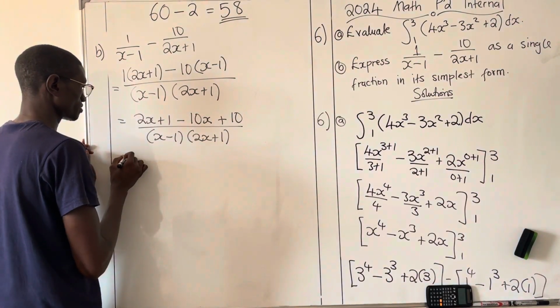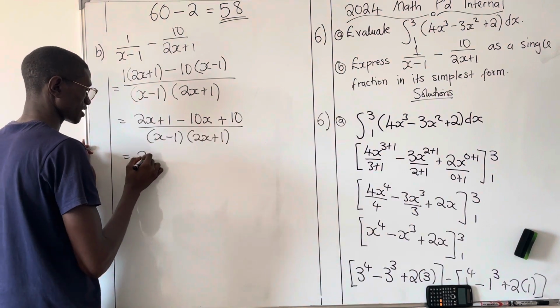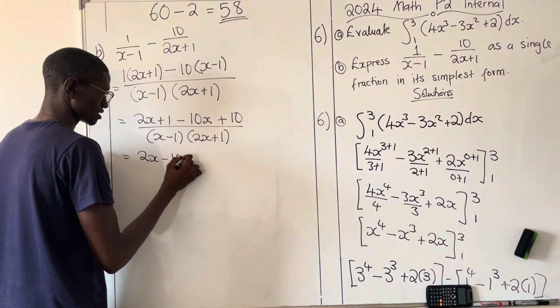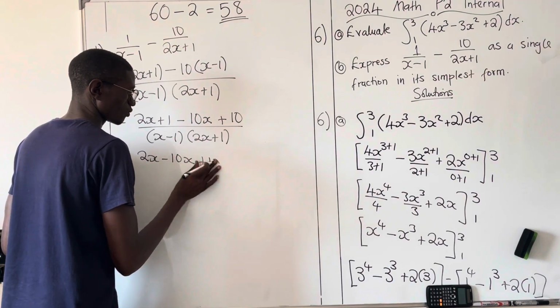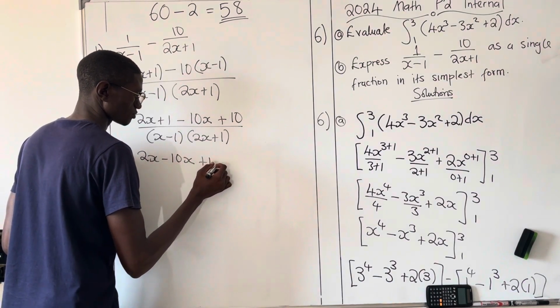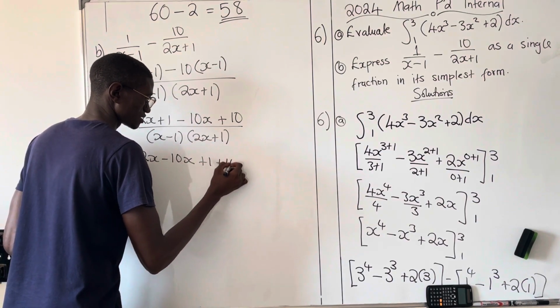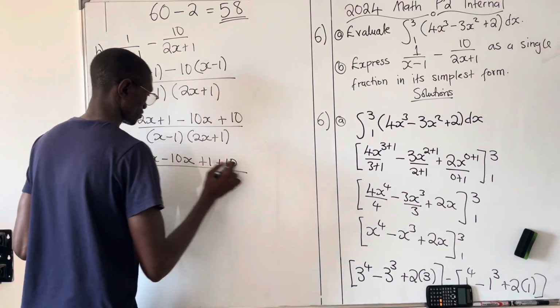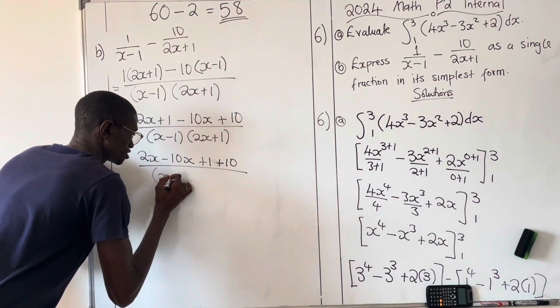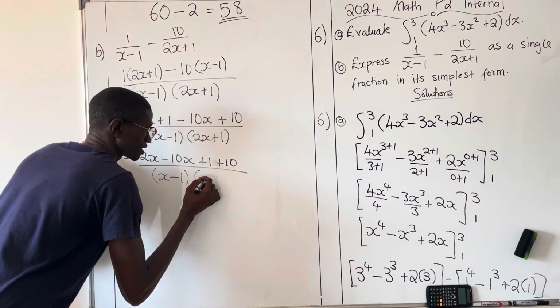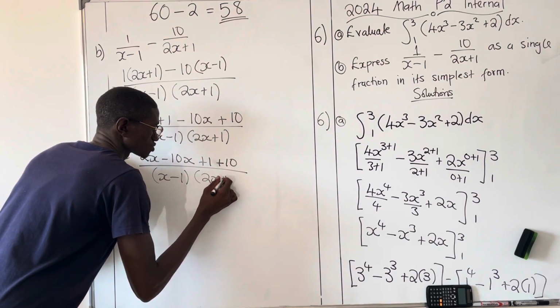Then we can group the like terms. 2x and negative 10x are like terms: 2x minus 10x. Then 1 and 10 are also like terms: plus 1 plus 10. Denominators don't change. You go with them all the way to the end of the solution.